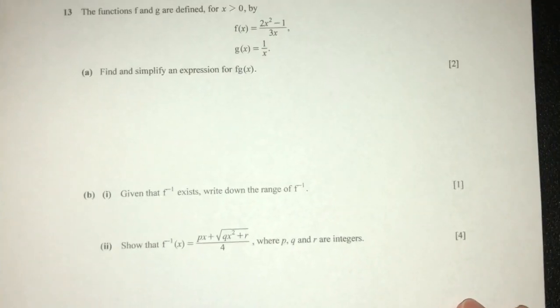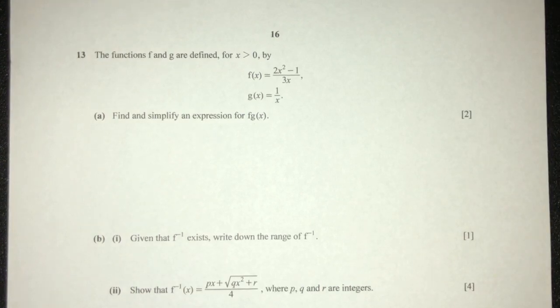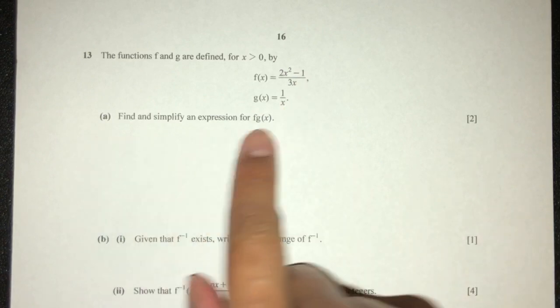Now let's move on to question number 13. The functions f and g are defined for x more than 0, so x is a positive value. Now, as you can see, we have these two, so we have to find this one first.